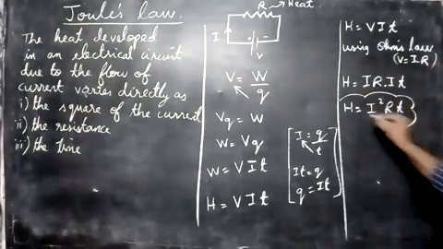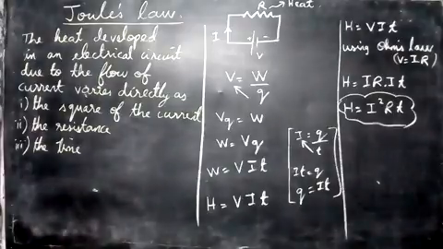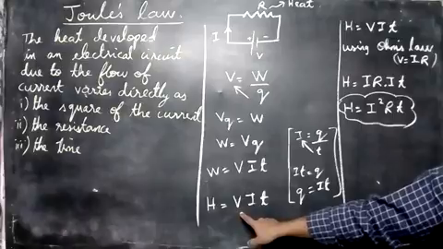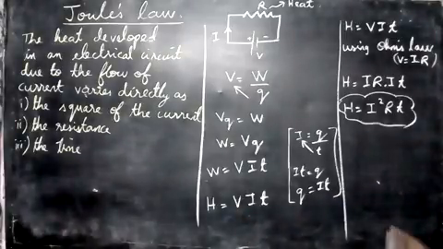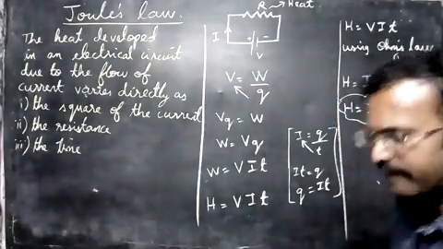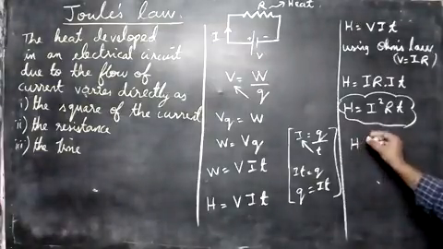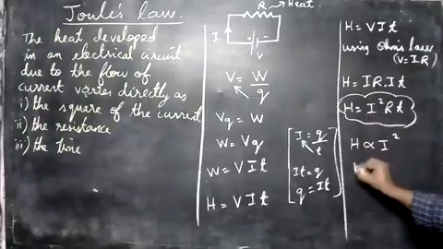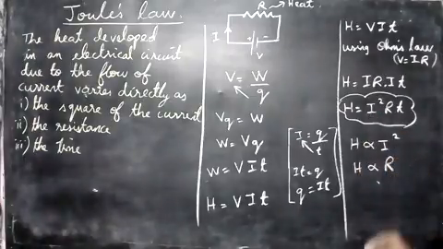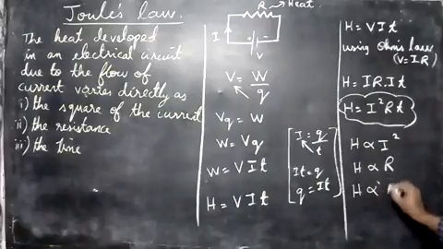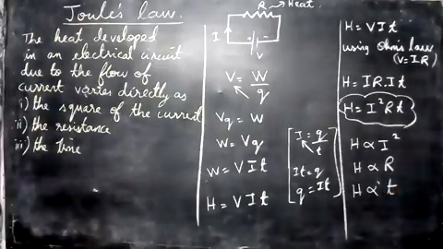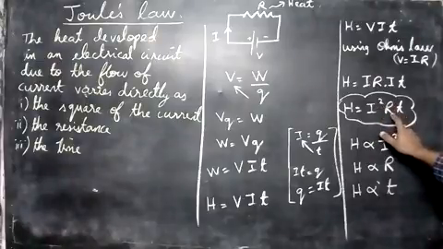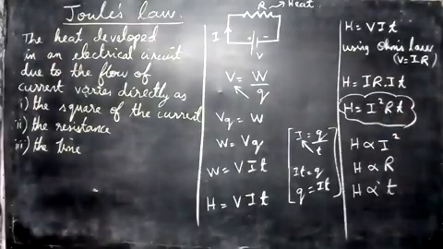This is the equation for Joule's law of heating. Sometimes we mainly use this equation, and sometimes you can also use this equation, H is equal to VIT. So what does it mean? It shows that the heat produced in a conductor is directly proportional to the square of the current, the heat produced is directly proportional to the resistance, and the heat produced is directly proportional to the time. So simple. Heat produced is proportional to the square of the current, to the resistance, and to the time also. That's the statement here.